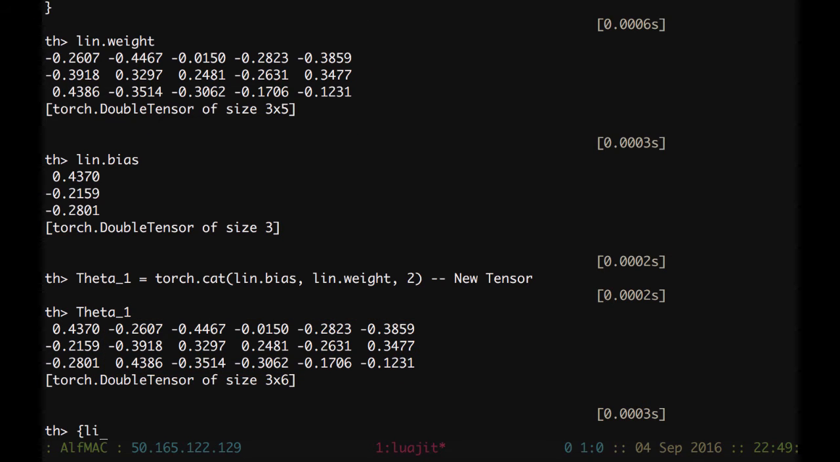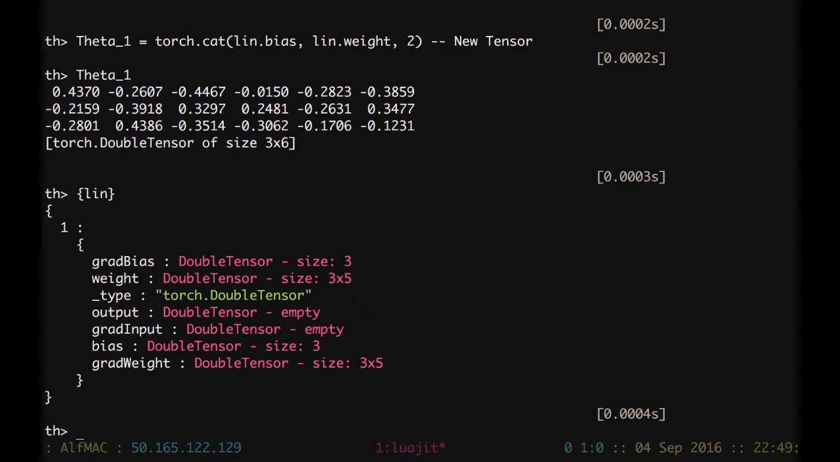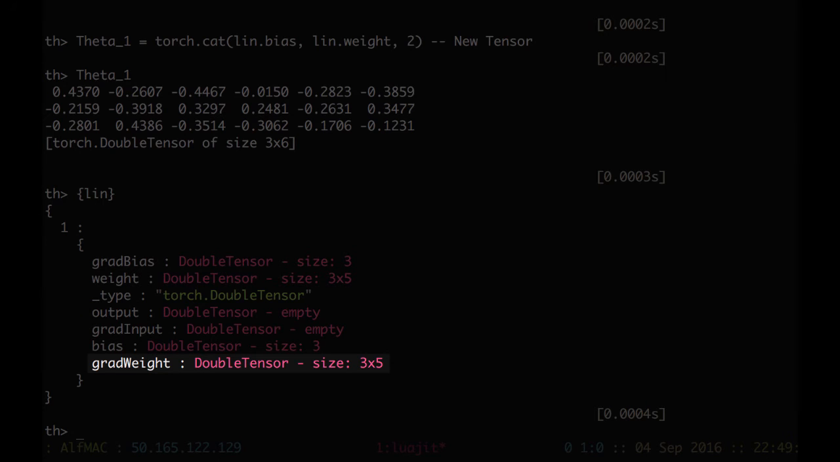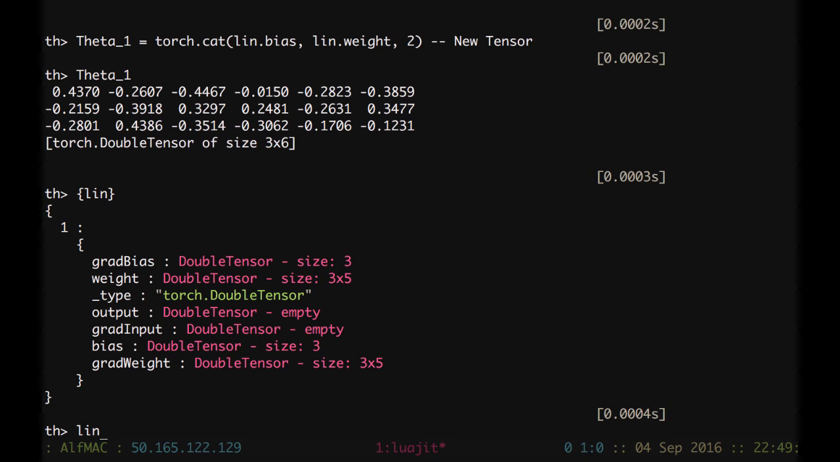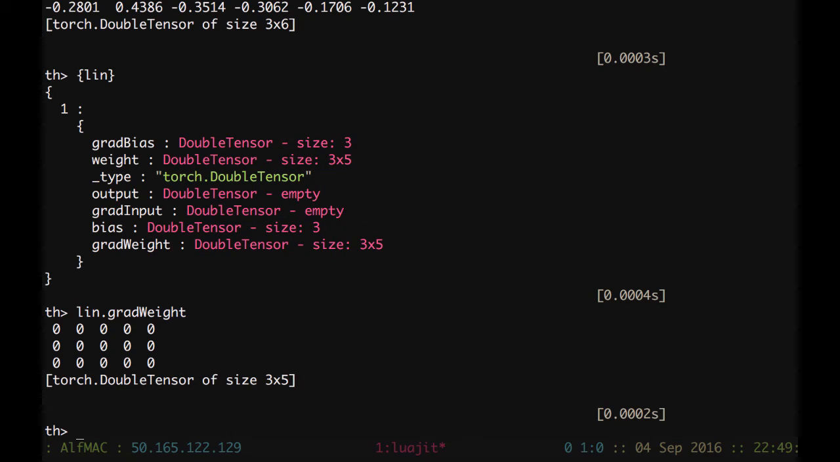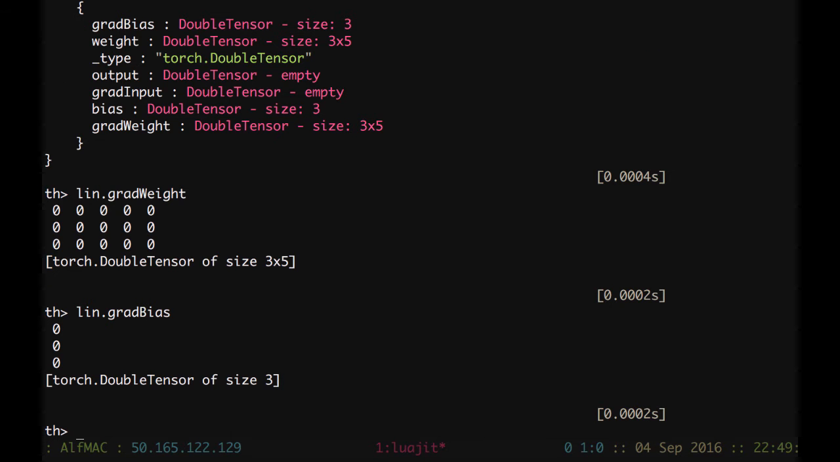Let's see again lin. So what's in here? We have something that is called grad weight. Let's see what that is. Grad weight, and they are all zeros, okay? And lin.grad bias, and all these are zeros as well.